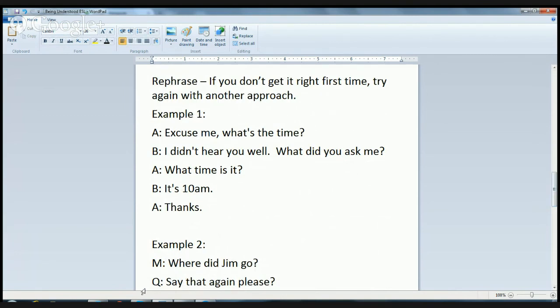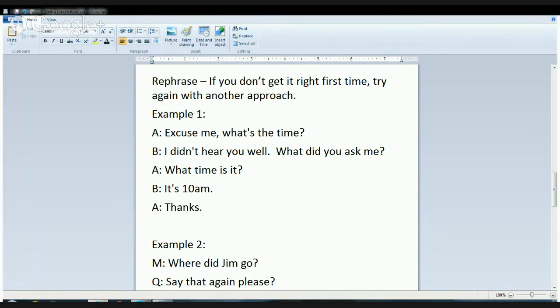All right, let's take example number 1. This time I'm going to have Heide read person A, and we'll have Ava read person B. Excuse me, what's the time? I didn't hear you well. What did you ask me? What time is it? It's 10 a.m. Thanks.